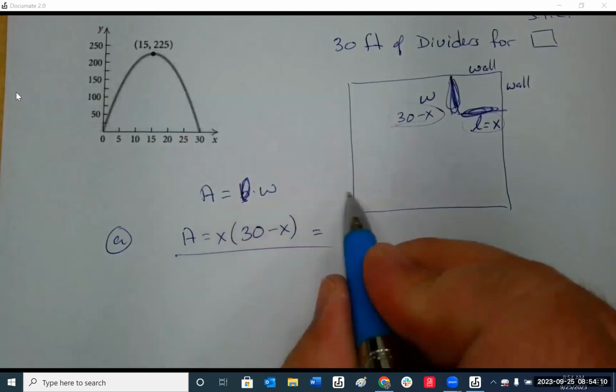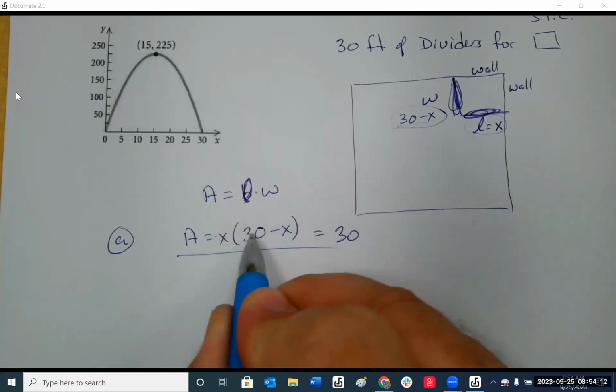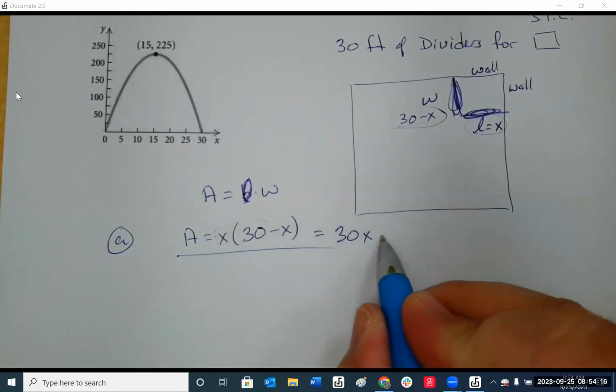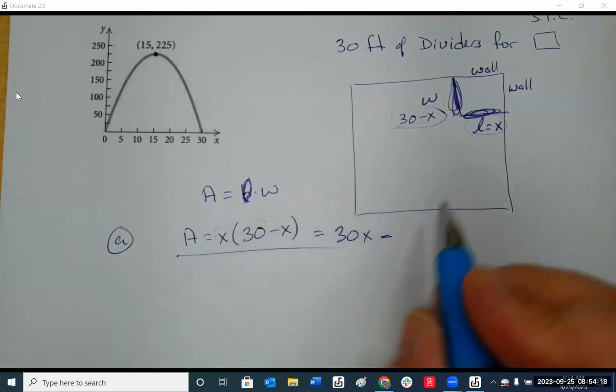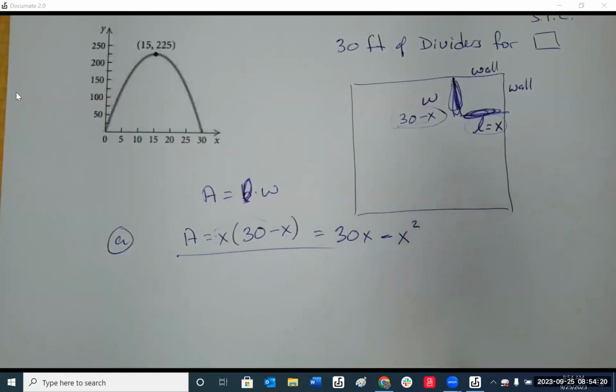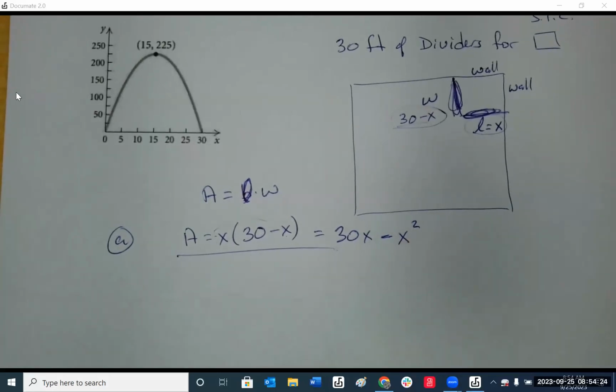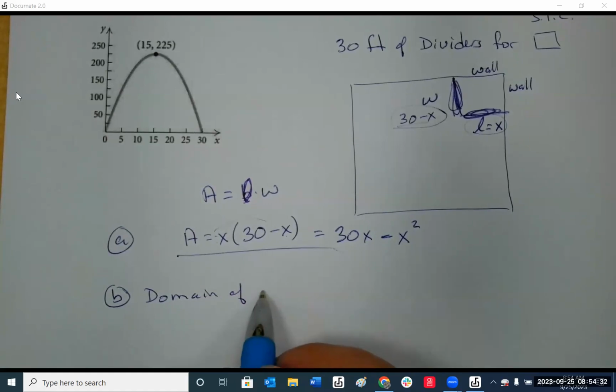Yeah, we could multiply them together if you want. X times 30 is 30x. Positive times negative is negative. X times X is X squared. We can say that's the formula. But for B, it's asking what's the domain of our function, A of X?